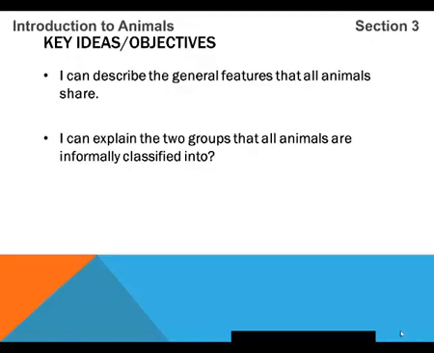Key ideas. At the end of this section, you should be able to describe the general features that all animals share. And you should also be able to explain the two groups that all animals are informally classified into.